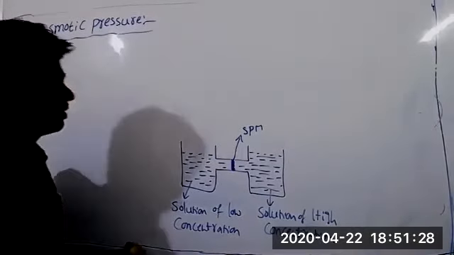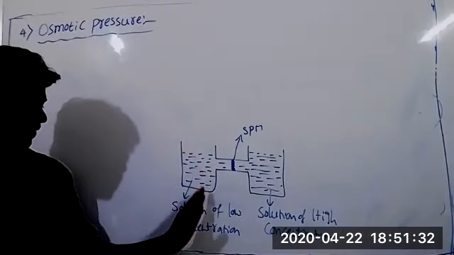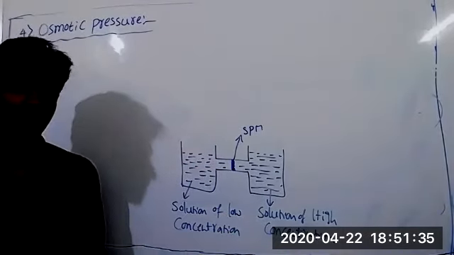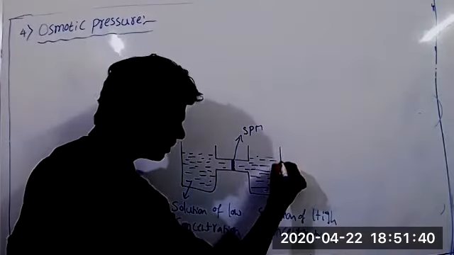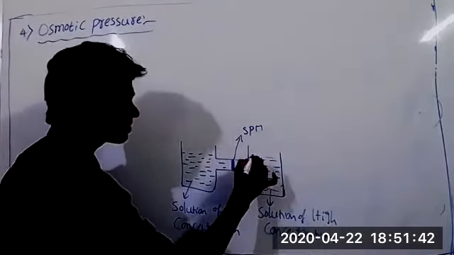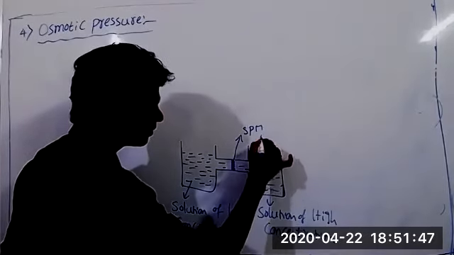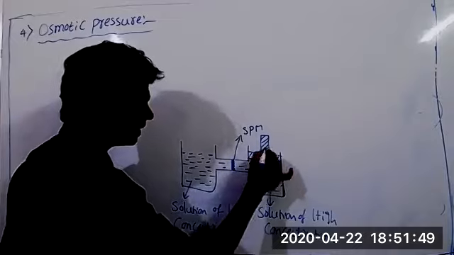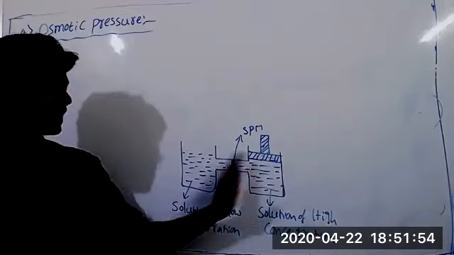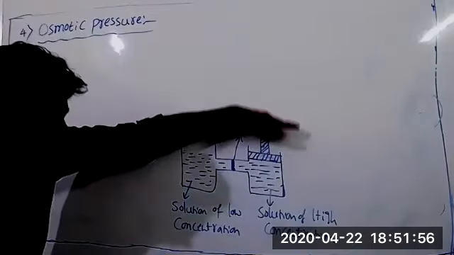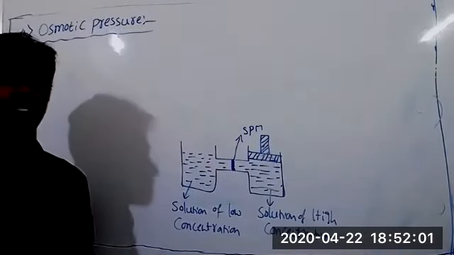Already here, no? This is a natural process. Generally, solvent particles move from low concentration to high concentration. Suppose you apply some pressure on the solution side, the higher concentration solution side. By applying some pressure, the flow of solvent from low concentration to high concentration stops. When you apply some pressure on the high concentration solution side, that pressure is called osmotic pressure.